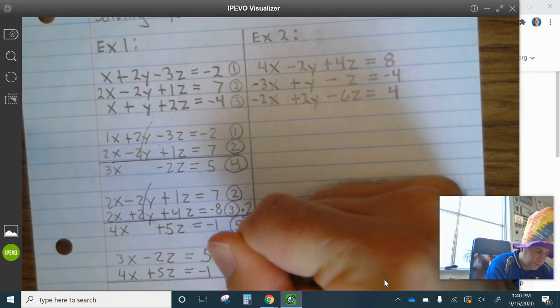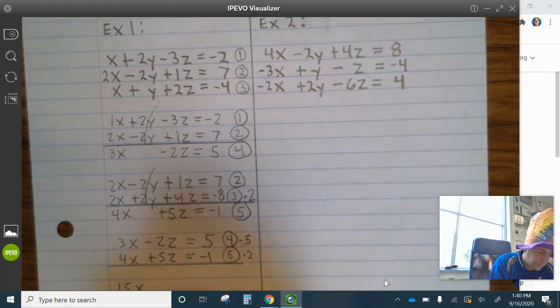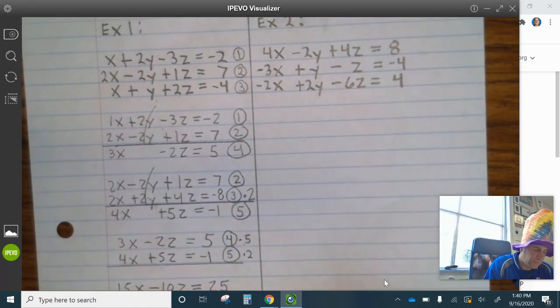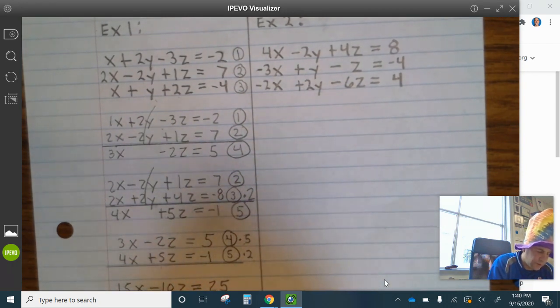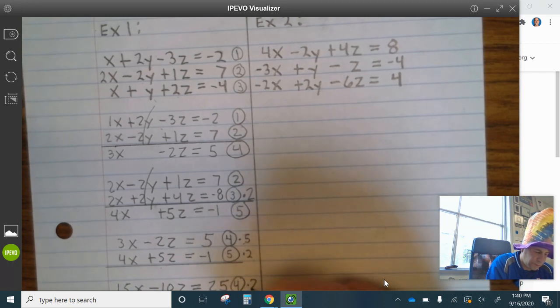and 5 by 2. So when we do that, we have 5 times 3 is 15x. 5 times negative 2 is negative 10z equals 5 times 5 is 25. 2 times 4 is 8x. 2 times 5 is plus 10z equals 2 times negative 1 is negative 2. And this is equation 4 times 5 and equation 5 times 2.